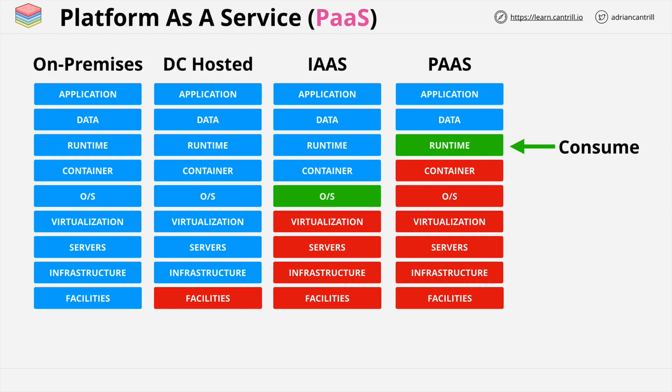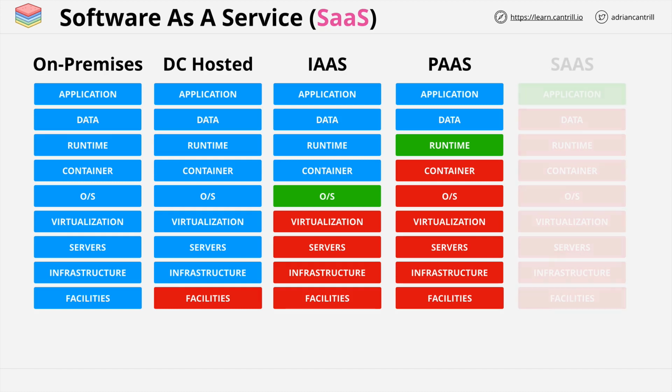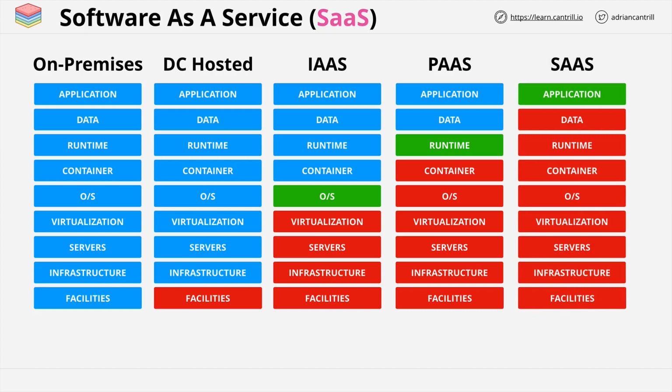Now, let's review one final service model before we finish this lesson. The final service model is Software as a Service, or SaaS. And with SaaS, you consume the application. You have no exposure to anything else. You pay a monthly fee for consuming the application. You get it as a service.